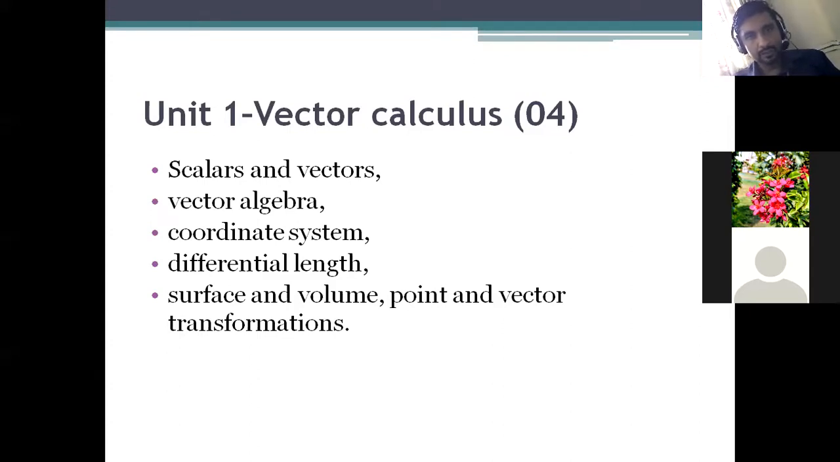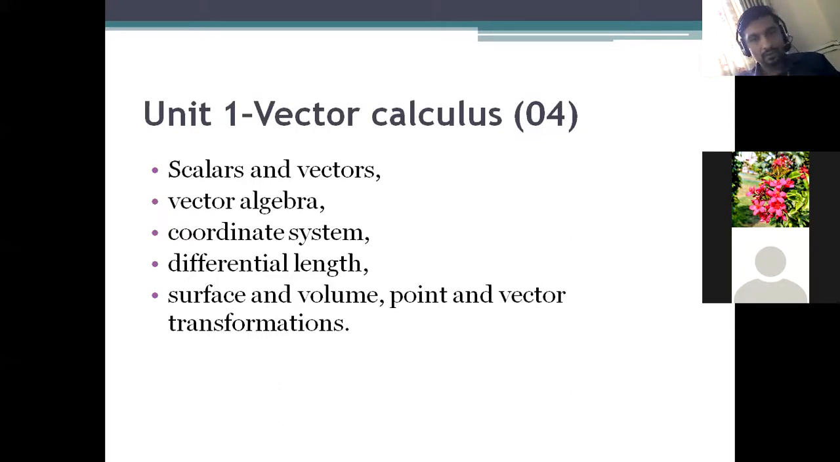So in this particular unit, what things are there? We have to study scalars and vectors. Most of you are aware of concepts like scalars and vectors, right? We will revise those concepts, and then we will proceed to vector algebra. This vector algebra consists of different operations between vectors. That includes multiplication, like dot product and cross product. Those concepts we will discuss in vector algebra.